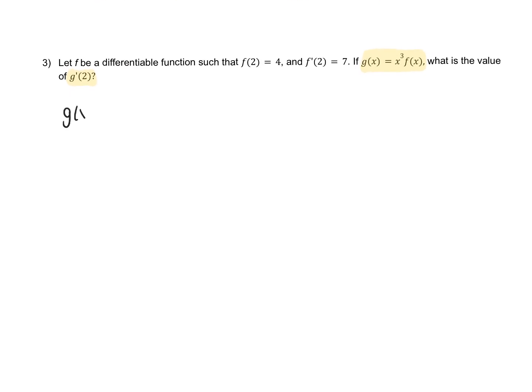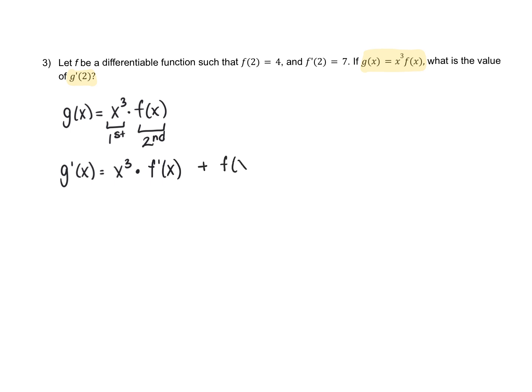So g of x equals x to the third times f of x. So this is my first, this is my second, and we're going to take the derivative, g prime. So remember the product rule: first times the derivative of the second. Since the second is given to us as f of x, we can just write the derivative as f prime of x. So first times the derivative of the second plus second times the derivative of the first.